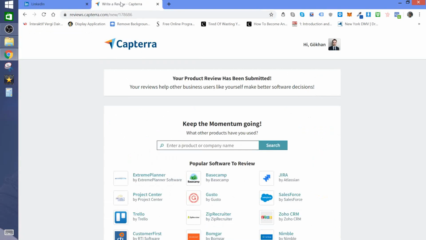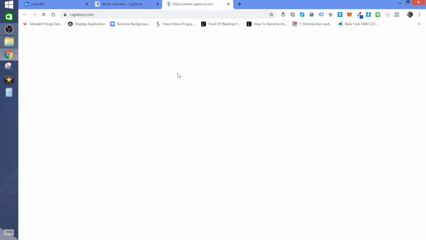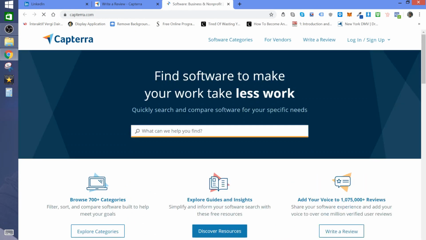Our web application is Capterra. This Capterra is a SaaS platform that provides reviews on other softwares. So how can we make money? Writing reviews. Capterra pays $5 per published review. So we need to write reviews that get published by Capterra to make $50 per hour.